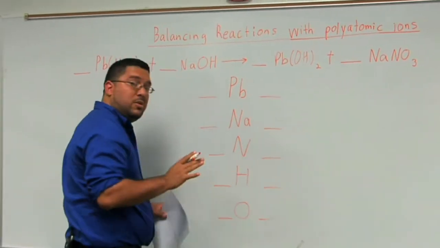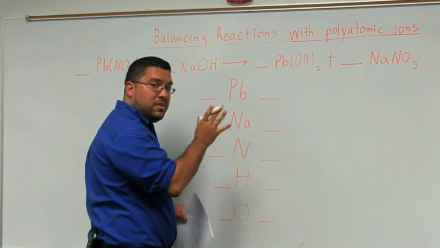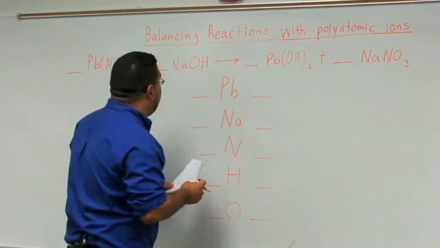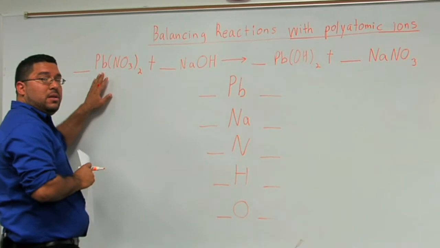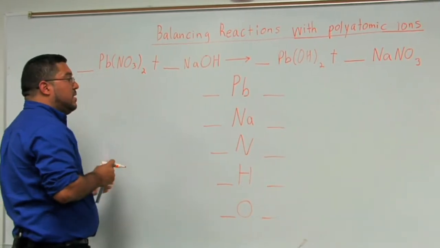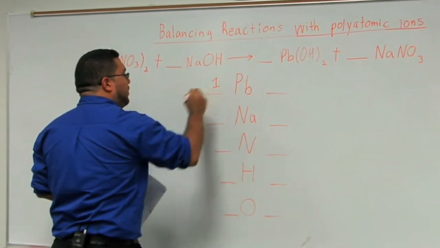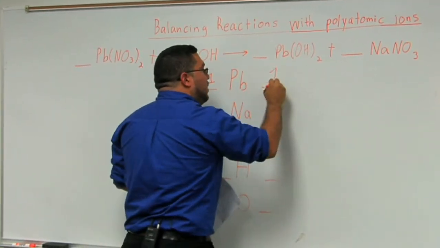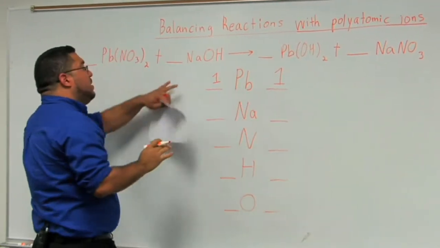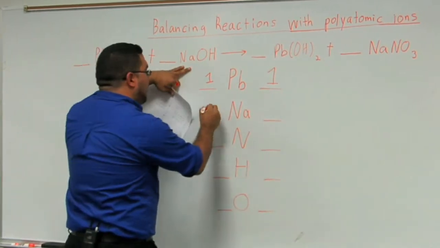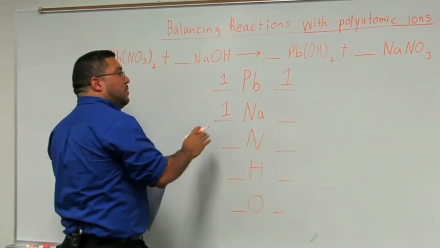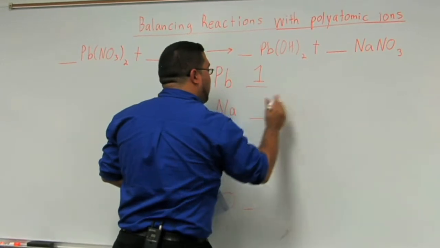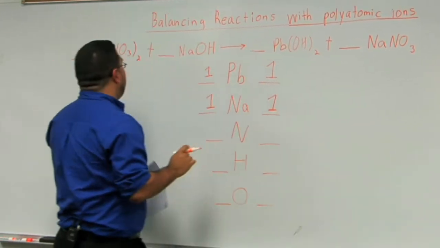So the first thing we do is we always take stock of what we initially have in our current reaction. In our current reaction, we have one atom of lead. We also have one on the right side. What about for sodium? Sodium, you see it here. There's nothing there, so you know you have a subscript of 1. Sodium on the right side, same thing. So far, not too bad.